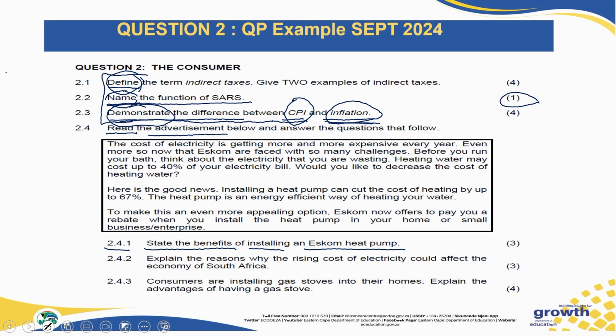Here is the first response. It can cut the cost of heating by 67%. Secondly, it is energy efficient, and ESCOM offers to pay a rebate, meaning to provide refunds or discounts. So you can get those 3 marks if you are willing to read with understanding.